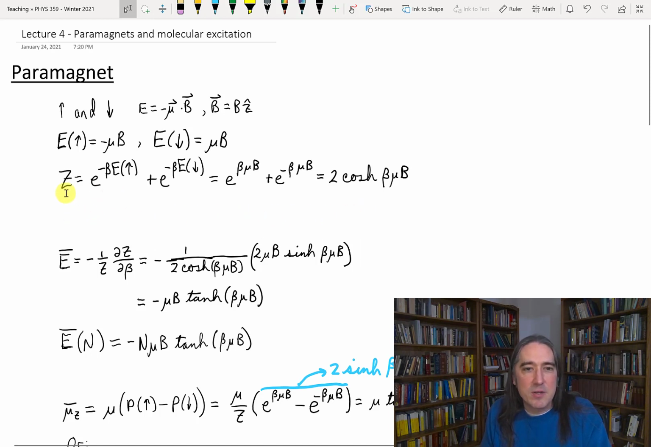Okay, now we're going to use the partition function we just calculated and learn something physical from it.